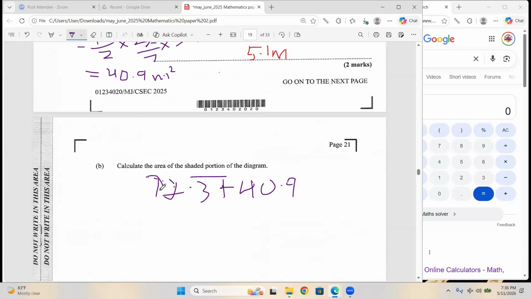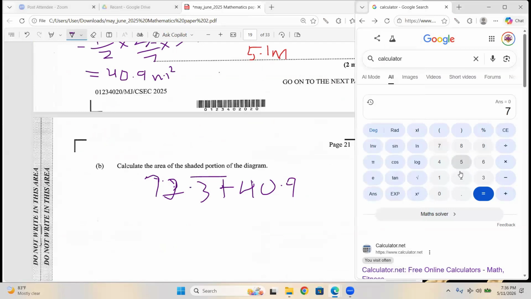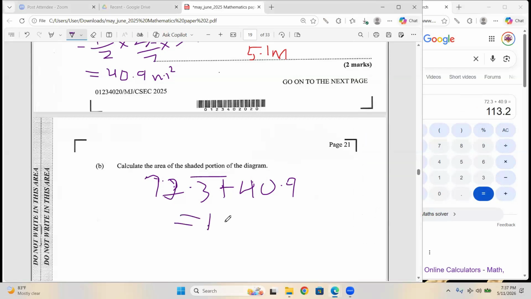So when we add those two areas, let us see, 72.3 and 40.9 is a total of 113.2 meters squared. So that's the area of the shaded portion.